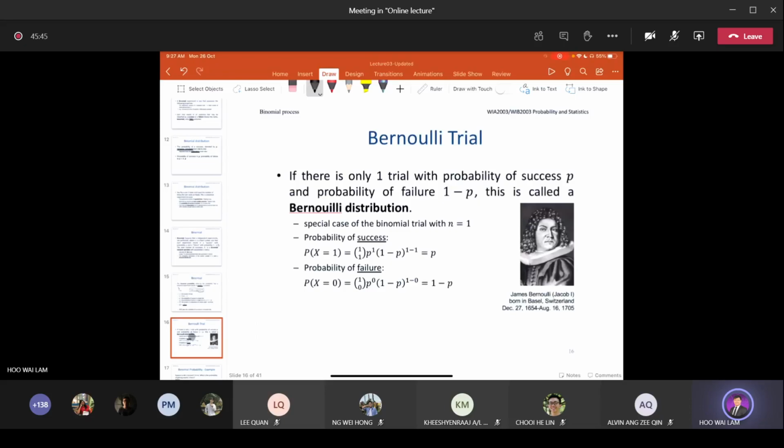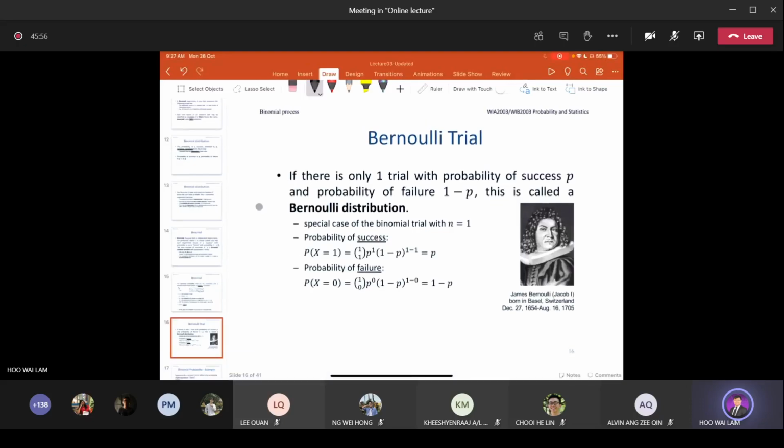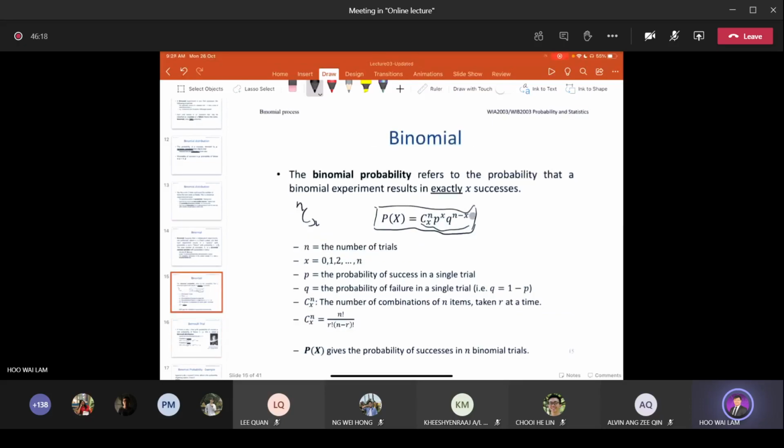Of course, there is a special case, which you may have heard about: Bernoulli distributions. If there's only one trial with probability of success P and probability of failure 1 minus P, this is exactly a binomial distribution, but a specific case where you only have one trial. In that case, this is called a Bernoulli distribution. It's a special case of the binomial with n equals 1, probability of success P and probability of failure Q. That's why when you put in 1 everywhere, it becomes P.